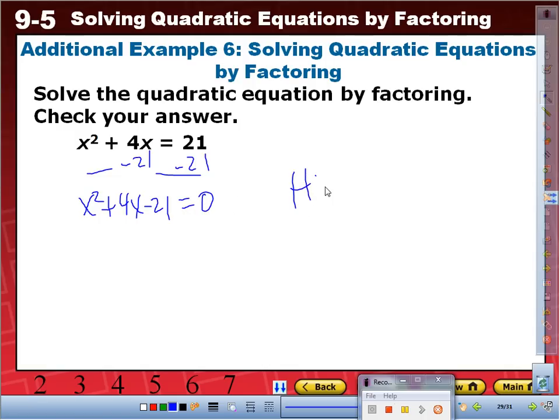So our homework, what was the page again? 579 to 580, numbers 1 through 43, odd.